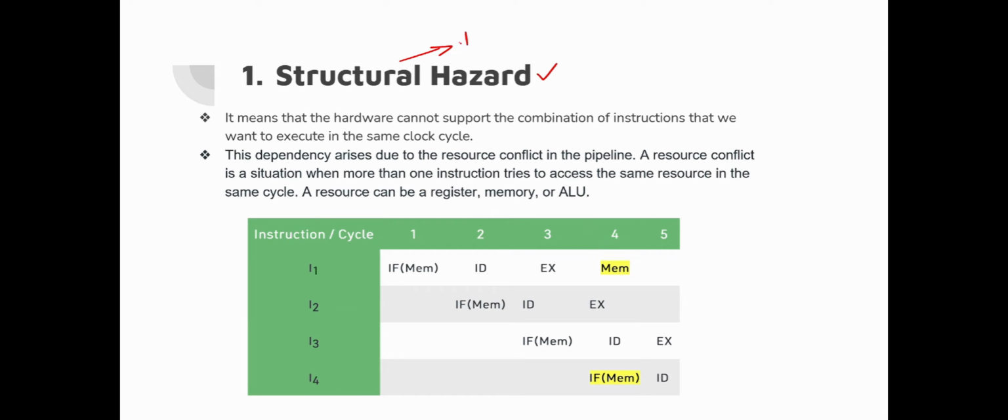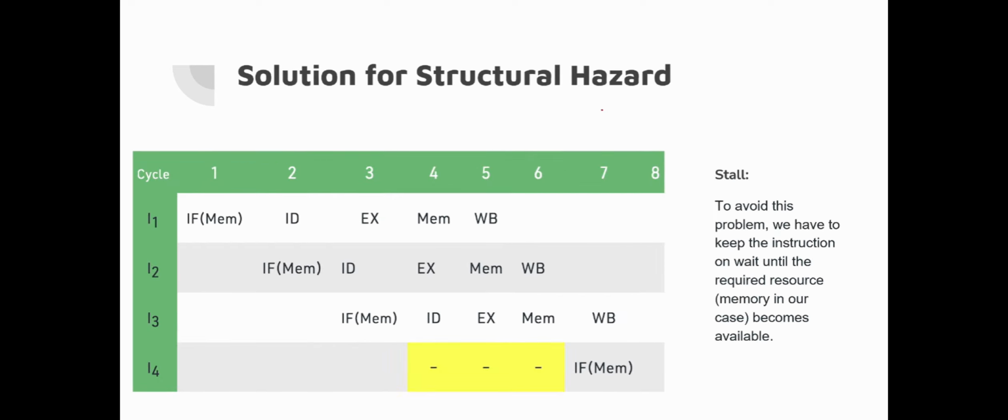The solution of the structural hazard is to use a stall. That means we wait until the first instruction ends, so the second one will start. So we avoid the problem, and it is also an efficient way to avoid the structural hazard.